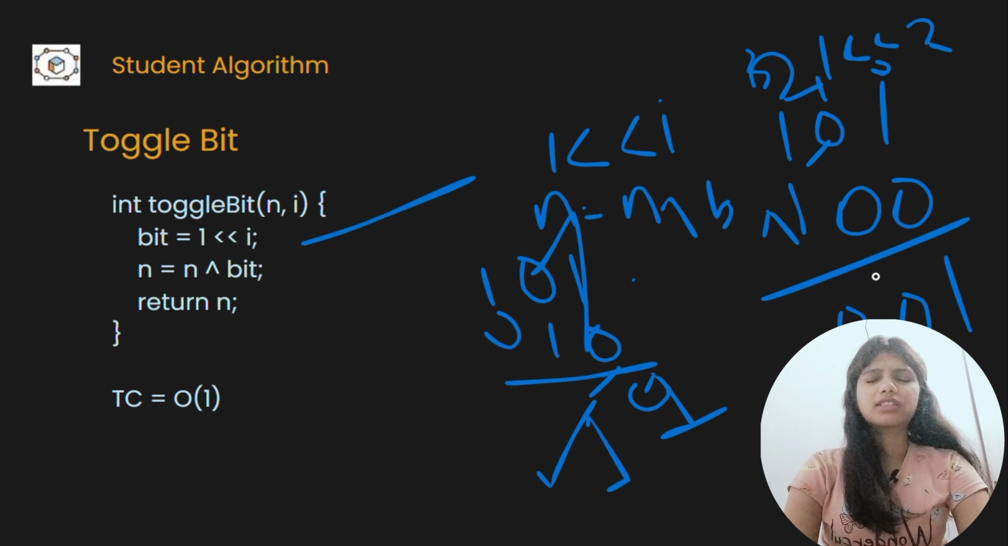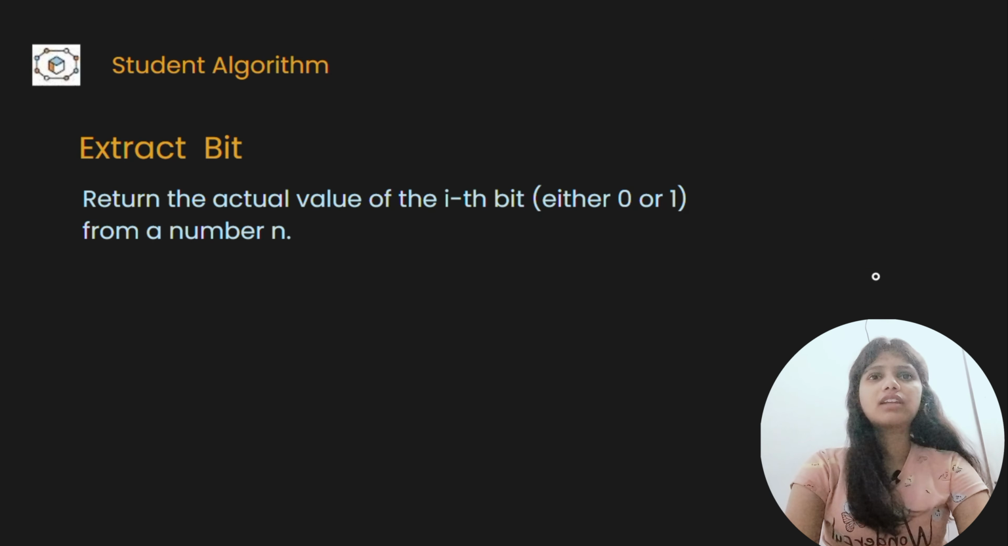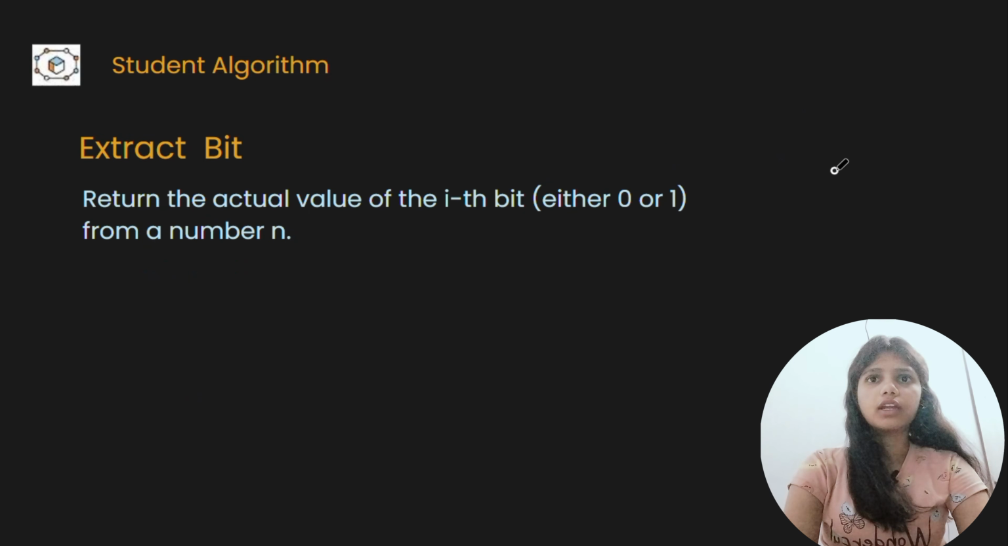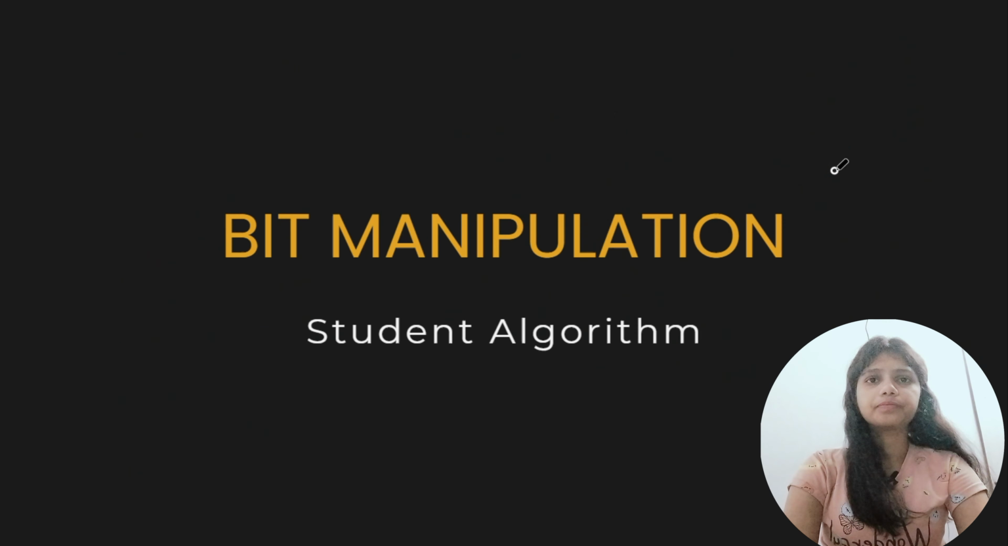Next, extract bit. Extract bit is nothing but we need to check the actual value of the ith bit, whether that will be 0 or 1. This is the same as get bit, as we discussed at the starting. So in extract bit, what we're supposed to do is shift that element to the right, and then we're just performing the AND operation over here. As we discussed, it is similar to check bit.